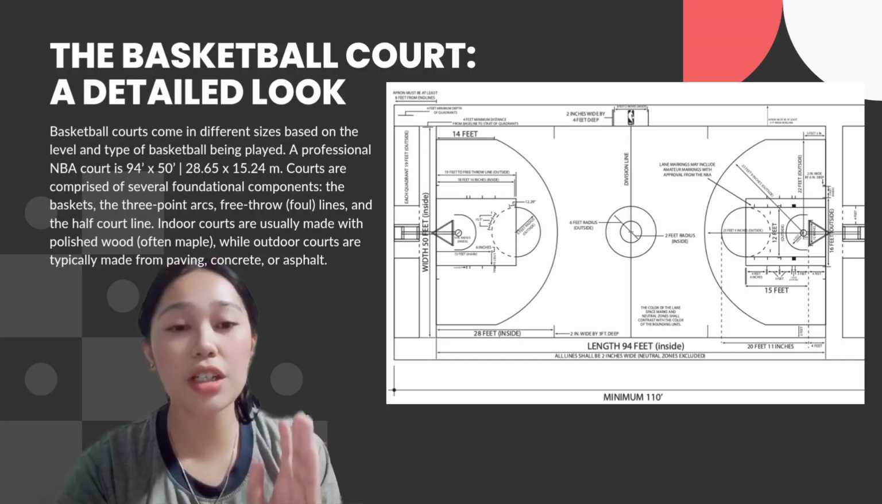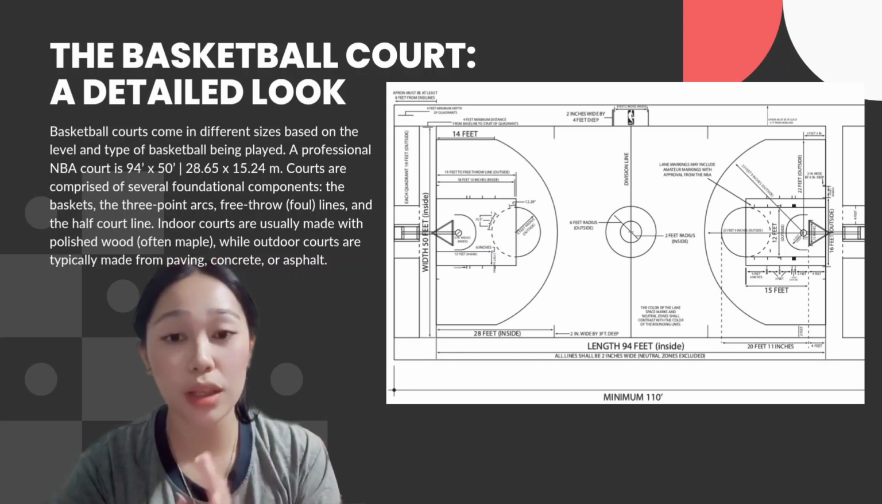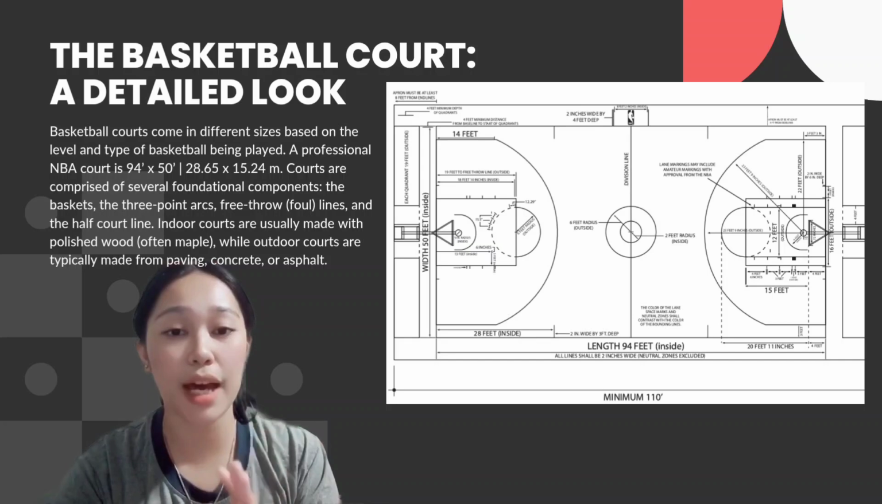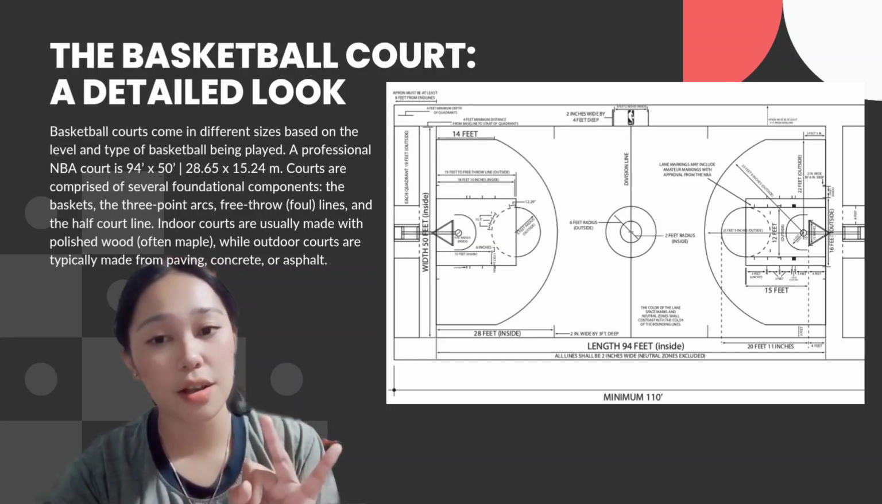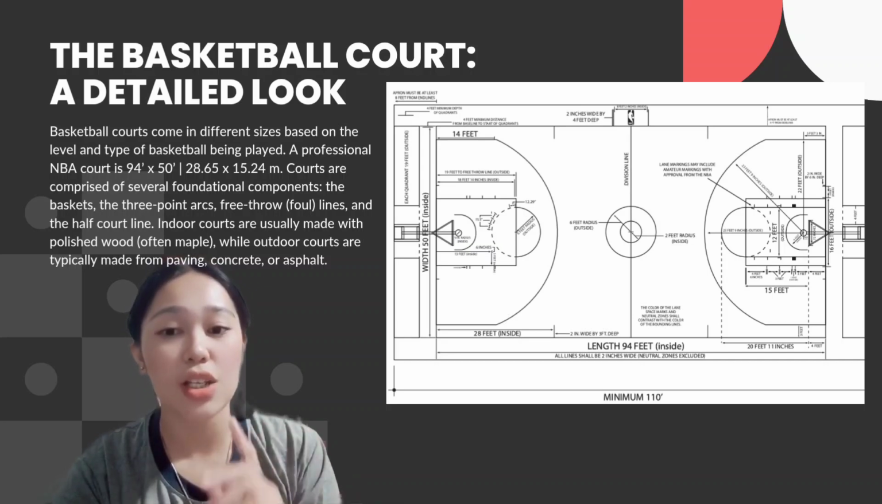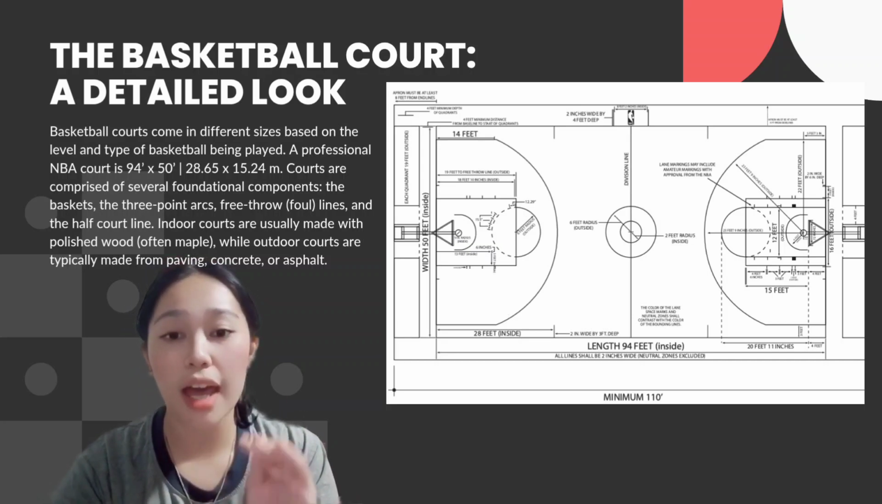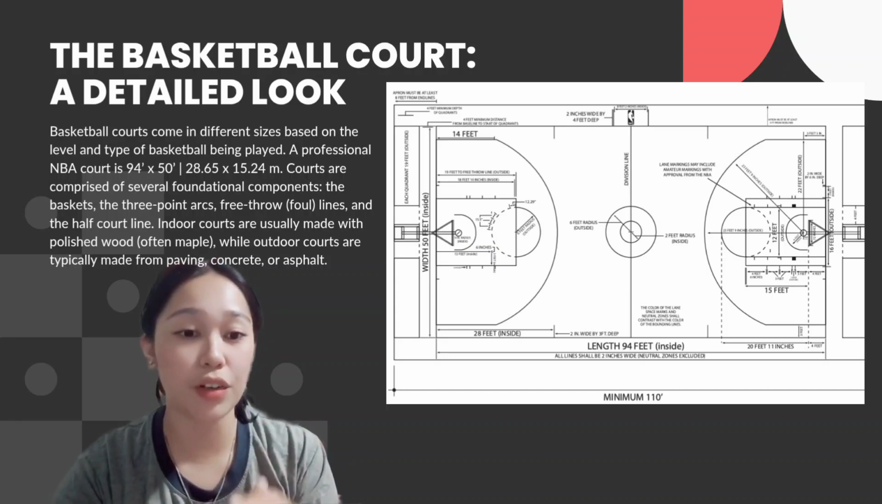So, basketball courts vary in size depending on the level of play. A professional NBA court measures 94 by 50 feet, or 28.65 meters by 15.24 meters. These courts consist of several key components: baskets, three-point arcs, free throw lines, and the half-court line. Indoor courts are typically made of polished wood, and outdoor courts of paving, concrete, or asphalt.